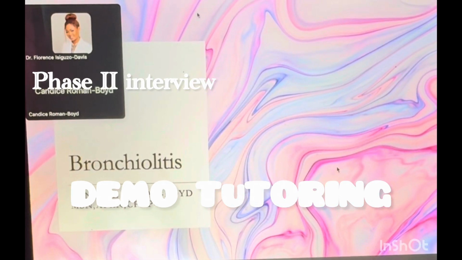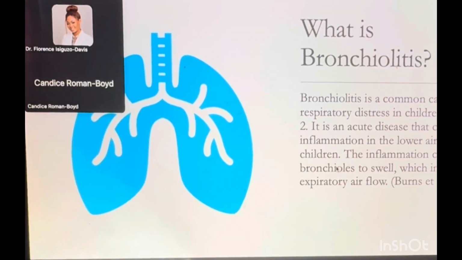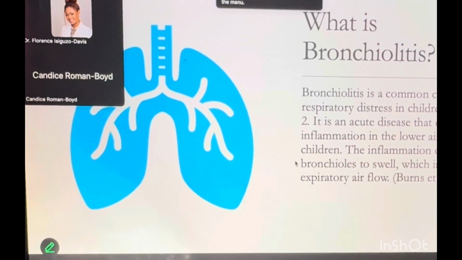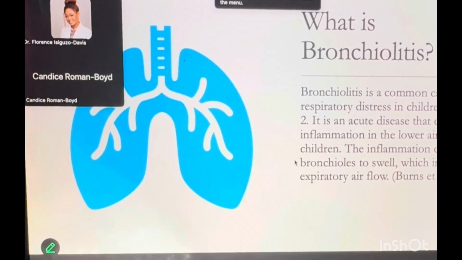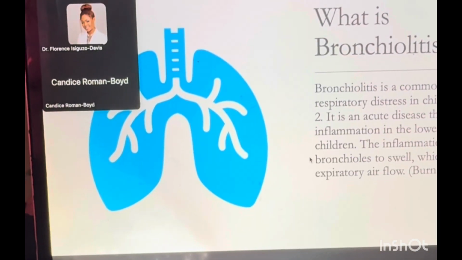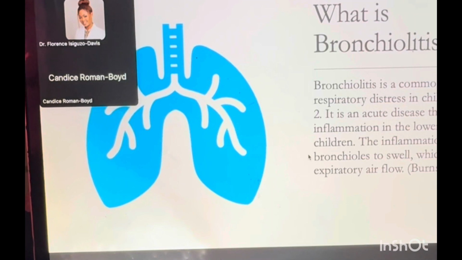Okay. Let's see. So what is bronchiolitis? It's a common cause of respiratory distress in children under age 2. It is an acute disease that causes inflammation in lower airways of children. The inflammation causes the bronchioles to swell, which affects the expiratory airflow.